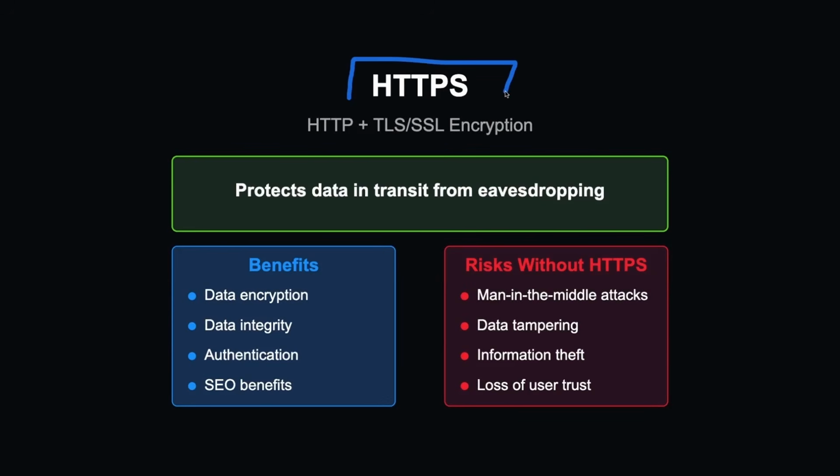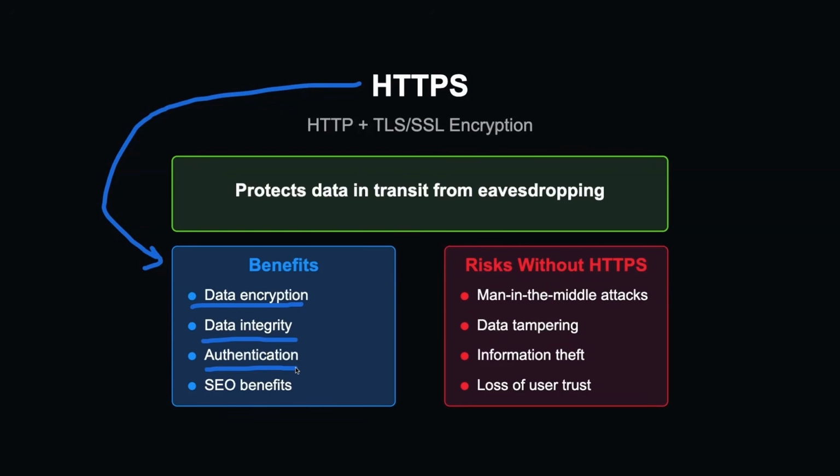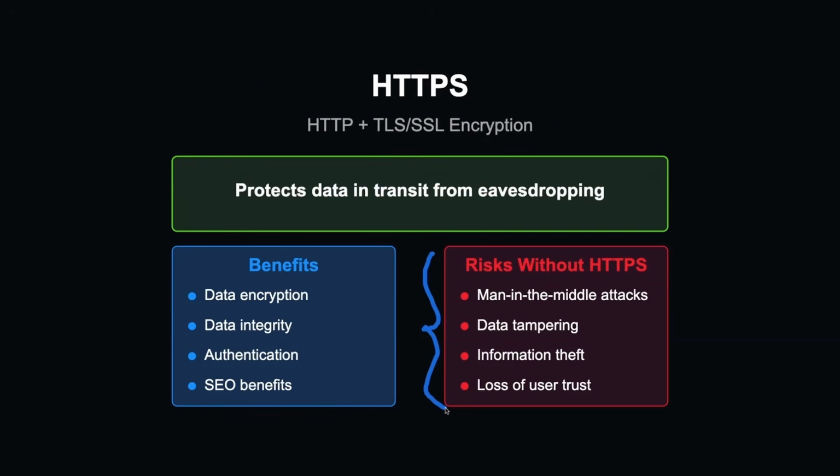Then we also have HTTPS, which is basically the same HTTP protocol, but with TLS or SSL encryption, which means that our data is now protected in transit when we are making requests. So it adds a security layer through these TLS or SSL certificates and encryption. The benefits of HTTPS are that your data is encrypted in transit, it comes with data integrity, you also authenticate users before providing any data, and it also adds SEO benefits. And you have many risks when you are using HTTP only without any encryption. So the golden standard is to always use HTTPS in servers.